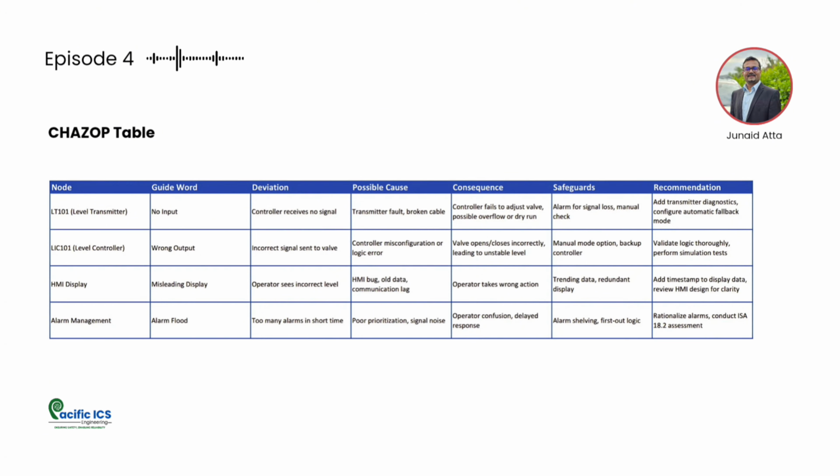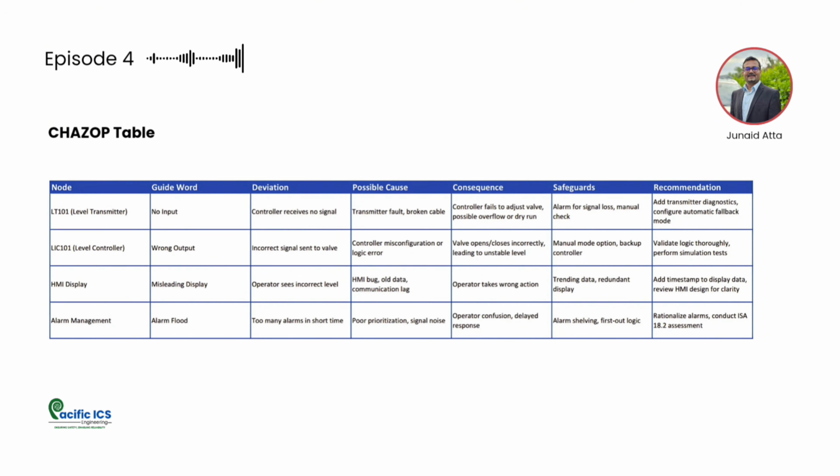So, what would be the impact? The controller won't know the tank level and might fail to control the valve, causing overflow and a dry run. While existing safeguards include an alarm and the ability to check manually, we recommend adding diagnostics to the transmitter and configuring an automatic fallback mode to prevent this.